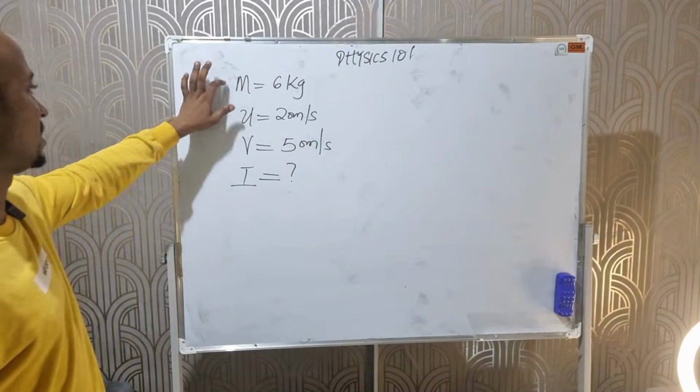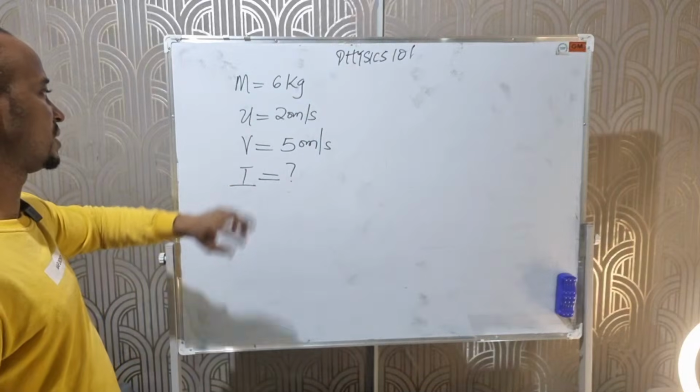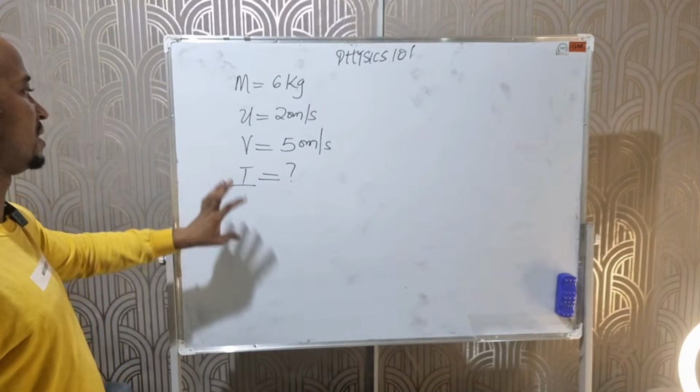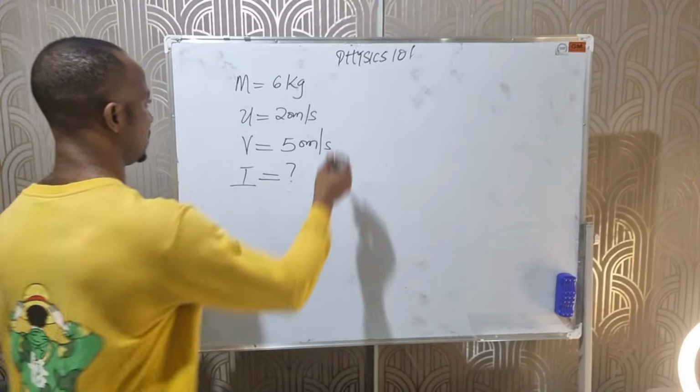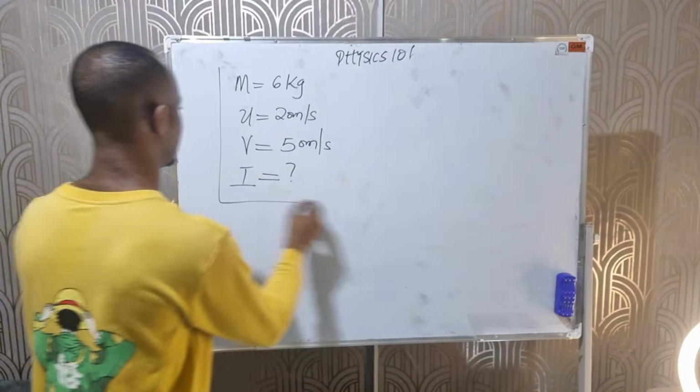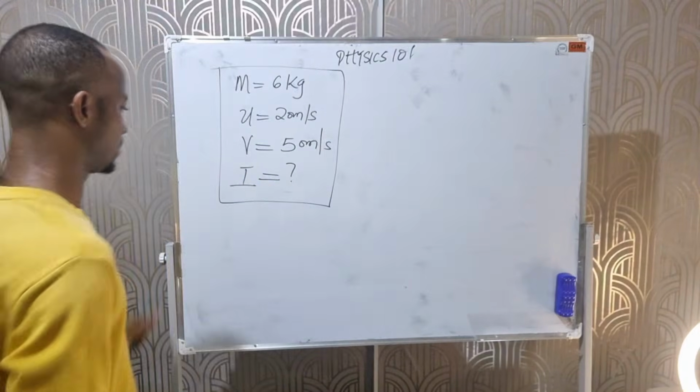Mass is given as this. Our initial speed is 20. Final speed is 50. We are looking for impulse. Let's look at this question.